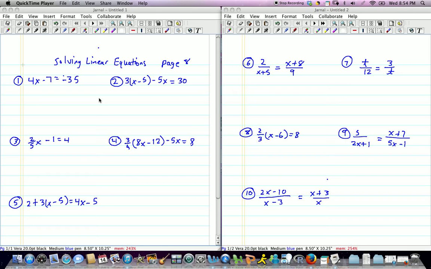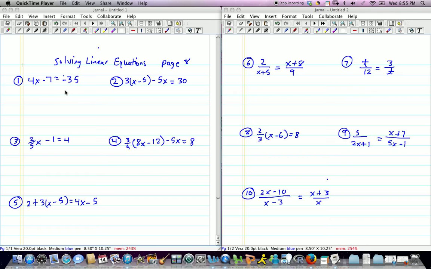Okay guys, in this video we're going to attack solving linear equations, which I hope is a basic skill, but you may be a little bit rusty. We're going to start with simple equations, then work through ones that involve variables on both sides and some distributive property, solving proportions when we look at number 6, 7, 9, and 10. So basically all types of equations. Like I said, this is a skill that you probably have mastered in the past, you just need a little refresher, so I'm going to work quickly through these.